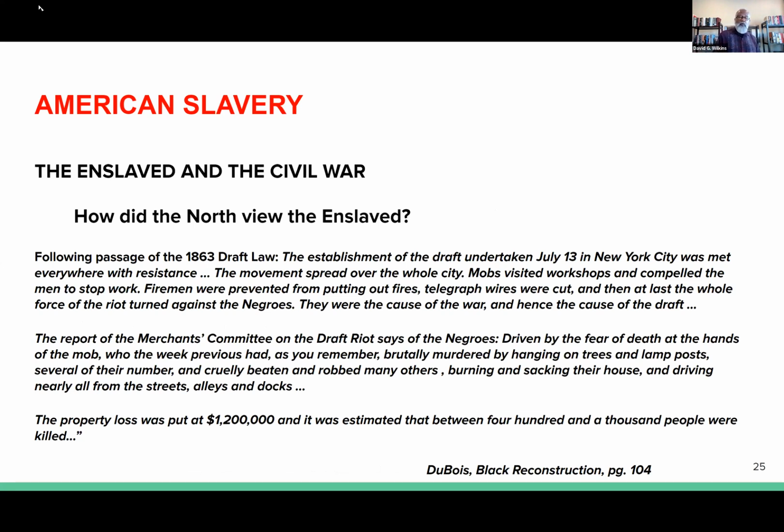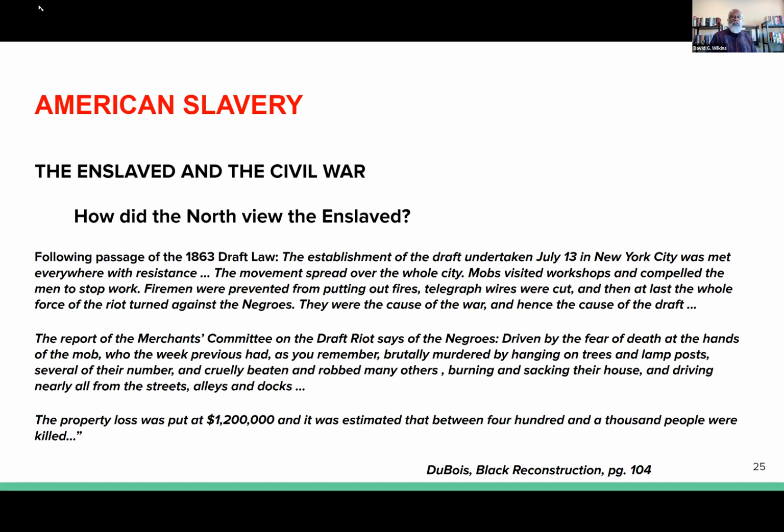It's 1863. The war's going on for almost 3 years, and the War Department needed to institute a new draft. So there's a passage of the 1863 draft law. It says, "The establishment of the draft undertaken July 13th in New York City was met everywhere with resistance. The movement spread over the whole city. Mobs visited workshops and compelled the men to stop work. Firemen were prevented from putting out fires. Telegraph wires were cut. And then at the last, the whole force of the riot turned against the Negroes. They were the cause of the war and hence the cause of the draft."